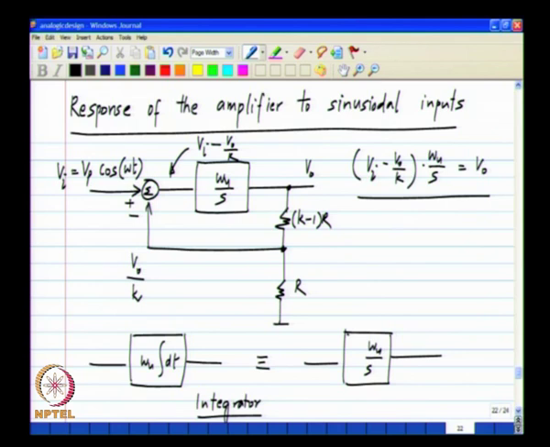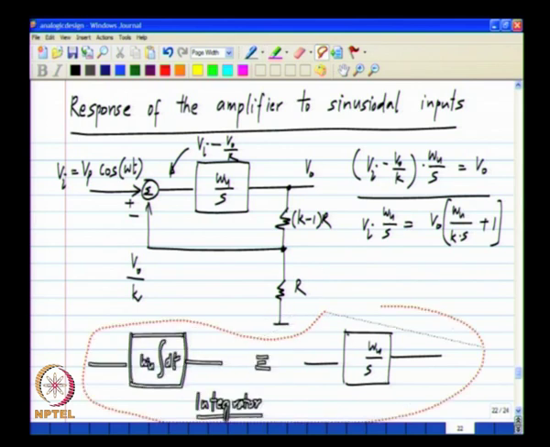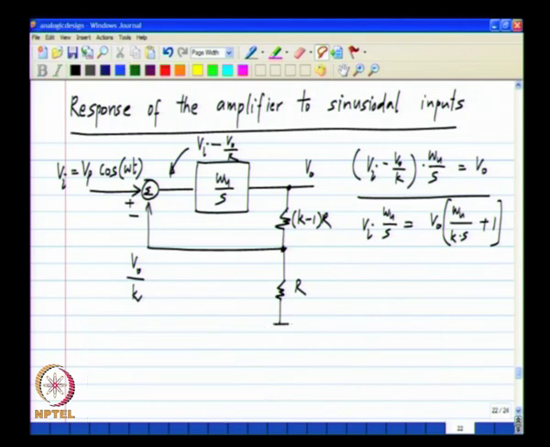Okay. So, this can be rewritten as, okay. So, the transfer function V naught by Vi is given by omega u by s divided by omega u by k times s plus 1.